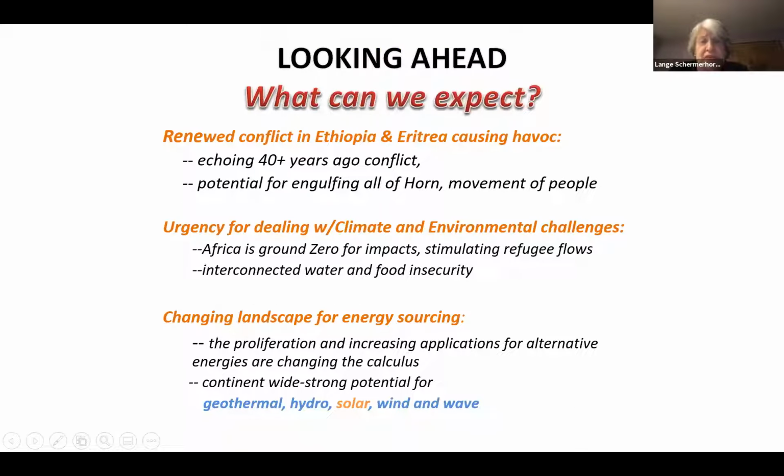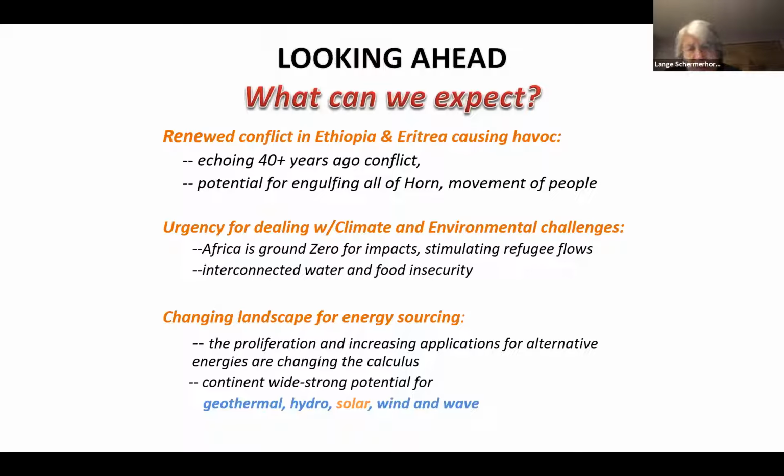Well, renewed conflict in Ethiopia and Eritrea. This is not something new. This has been going on sporadically now for more than 100 years and long before that. But the current crisis in Ethiopia, internal crisis, has the potential for engulfing all of the Horn and increasing movements of people. We can see the urgency for dealing with climate and environmental challenges.